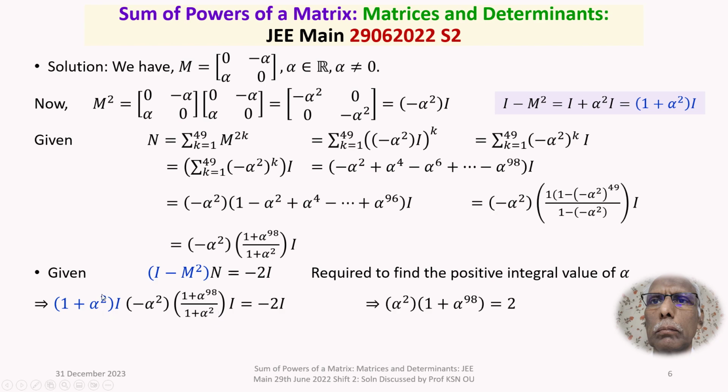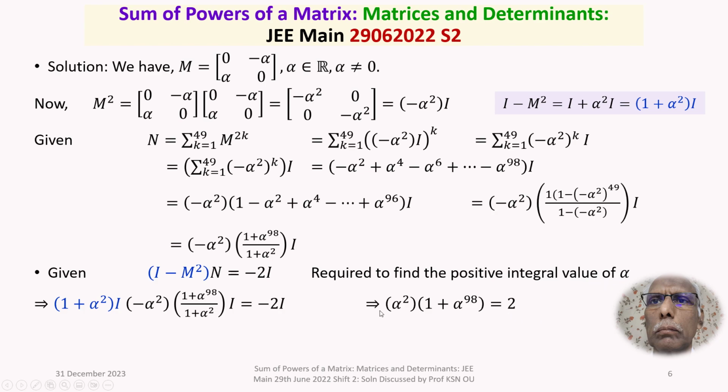This 1 plus alpha square cancels, and the minus sign cancels too. Equating, you get alpha square into (1 plus alpha to the power of 98) is equal to 2. The identity will also go off, as you can multiply by the inverse on both sides. So you get this equation in alpha, a polynomial equation whose degree is 100. Anyway, we are required to find the positive integral values of alpha.